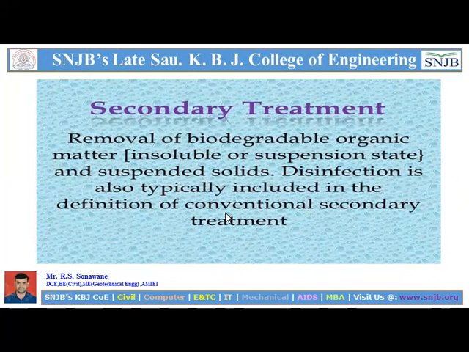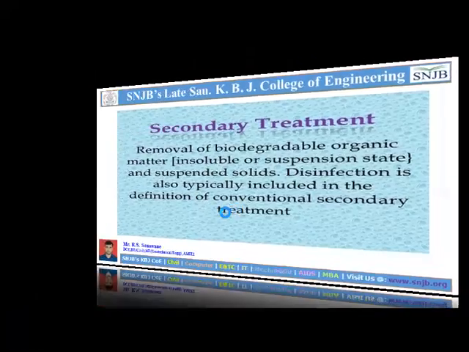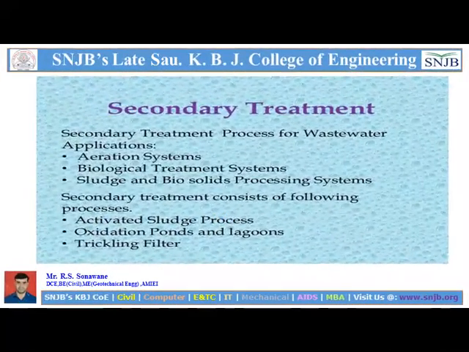And disinfection is also typically included in the definition of the conventional secondary treatment plant. Okay, this is stage number two, secondary treatment. So in the secondary treatment process, wastewater goes through the aeration system, biological treatment system, and sludge and biosolids processing system. Then secondary treatment consists of the following processes.